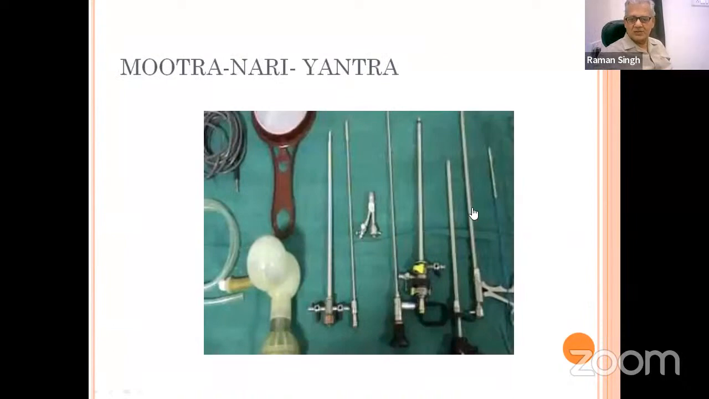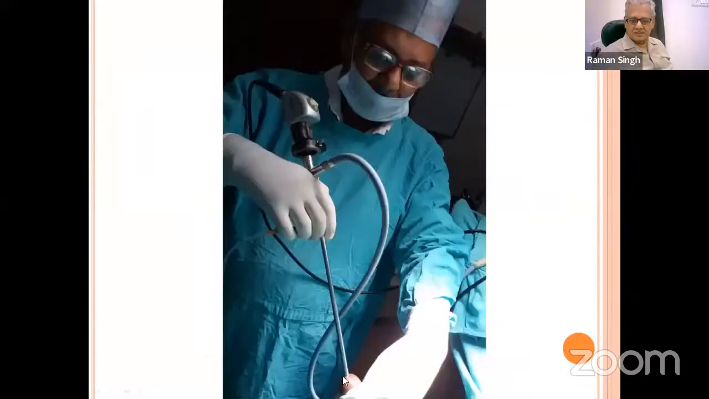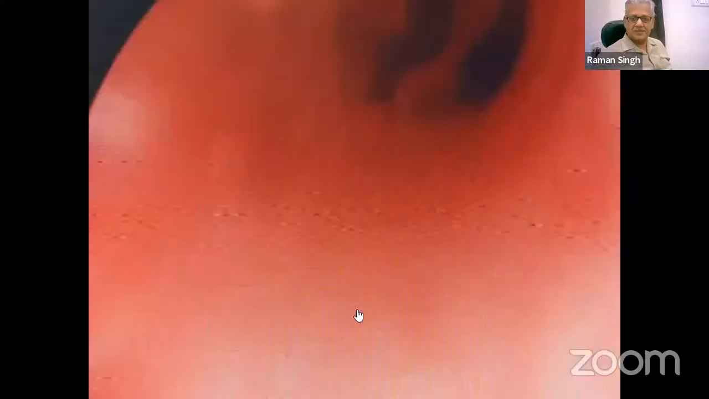Now, this is the instrument which is used in cystoscopy. This is the cystoscope which is introduced into the urethra. This was a patient of vesical calculus. After going inside, this is the urethra, going slowly. This is the bladder. There are multiple stones.